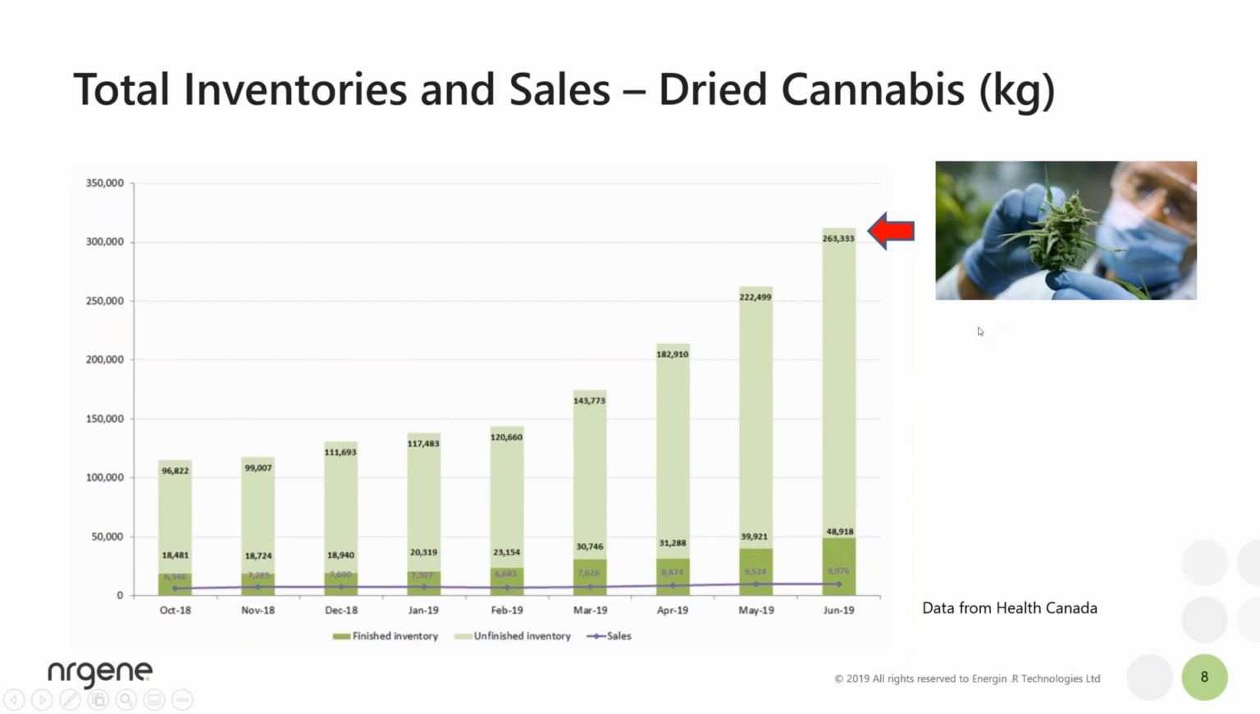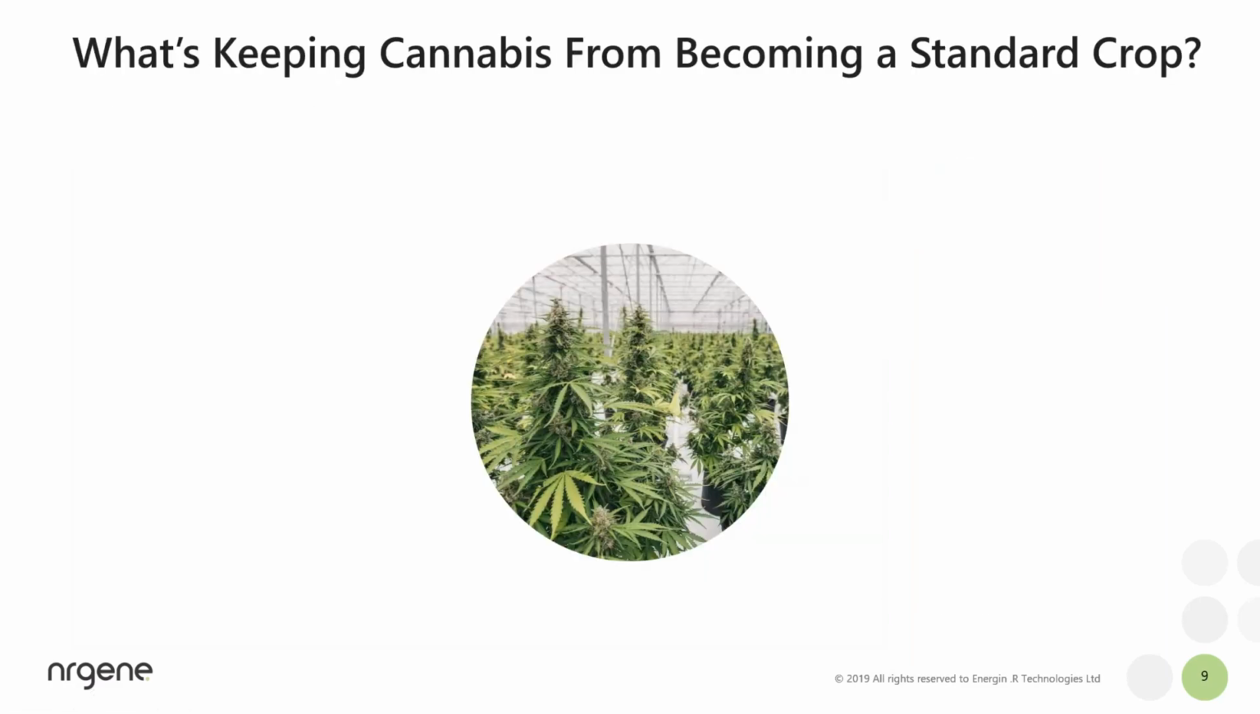And it doesn't take much to see that if demand is way down here and supply is up here, prices will go down. And if you're a cannabis producer or grower, prices will go down, so you have to be either very, very efficient to compete or have unique varieties that other players do not have. So what's really keeping cannabis from becoming a standard crop?